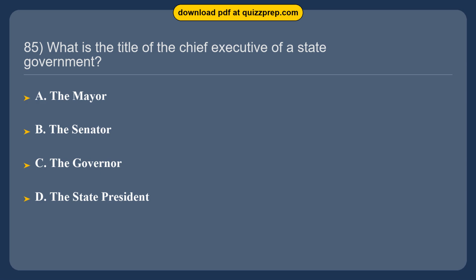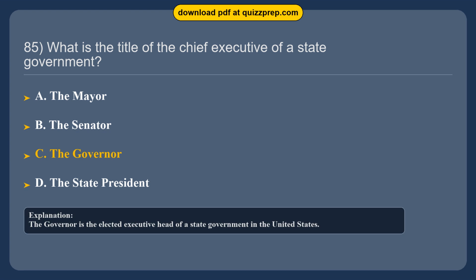Question 85. What is the title of the chief executive of a state government? Option A, the mayor. Option B, the senator. Option C, the governor. Option D, the state president. The correct answer is option C, the governor. The governor is the elected executive head of a state government in the United States.